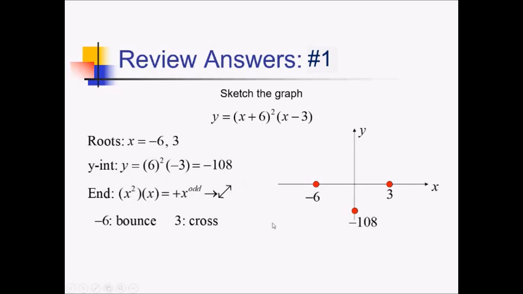So putting it all together, we're going to start below the x-axis, and we are going to bounce at -6, go through our y-intercept here, and now we're going to cross at 3, and you'll notice that we end up above the x-axis, which is where our end behavior said we should end up. Notice that if you start in the correct place and make the correct choice at each of your x-intercepts, you should end up in the right place. And then this end behavior over here is really just double-checking that you are in the right ballpark.